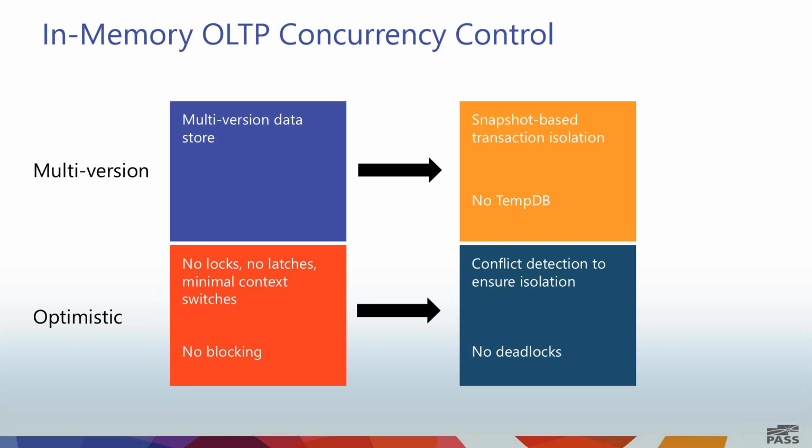Also, one thing to keep in mind here is that we have no deadlocks. Why not? Because we don't have locks. It is plain and simple. So that is something you don't need to worry about when you have memory optimized tables.